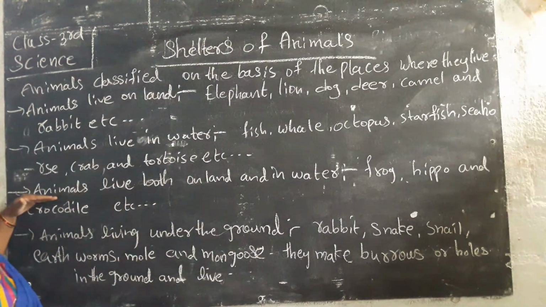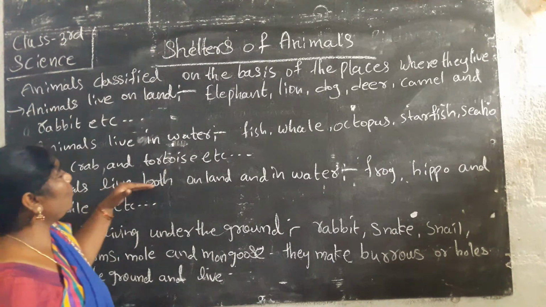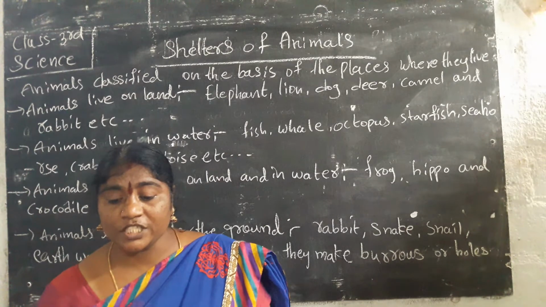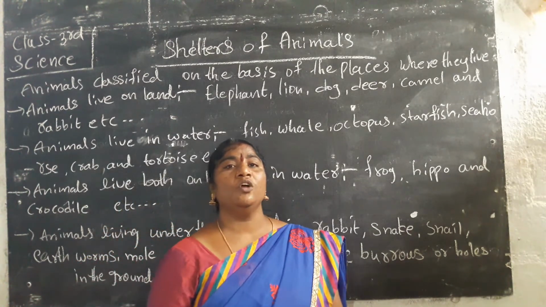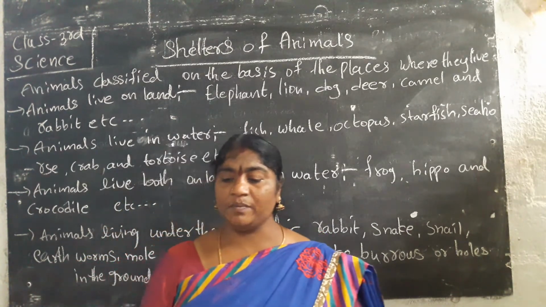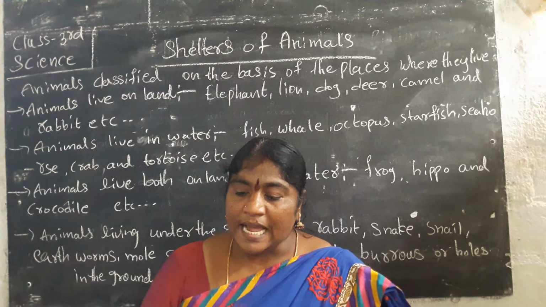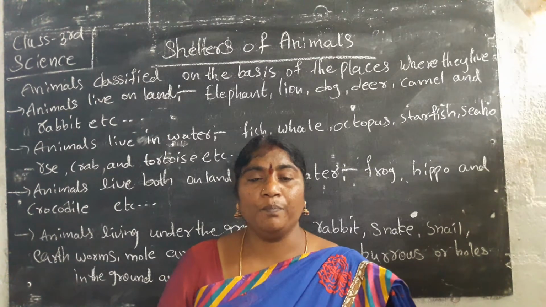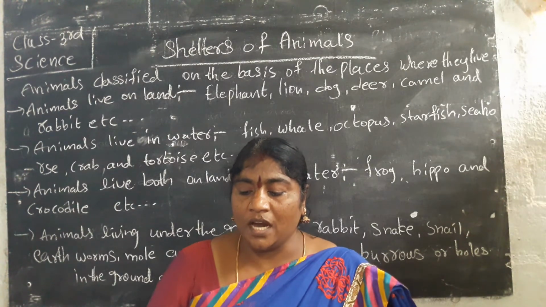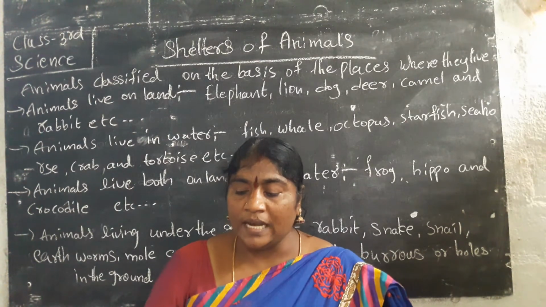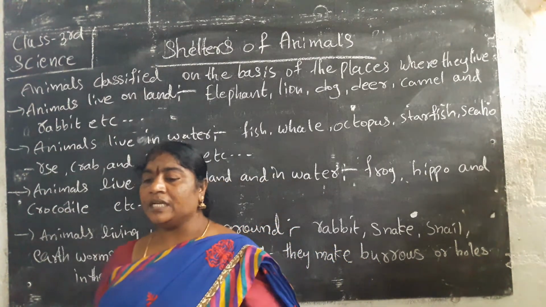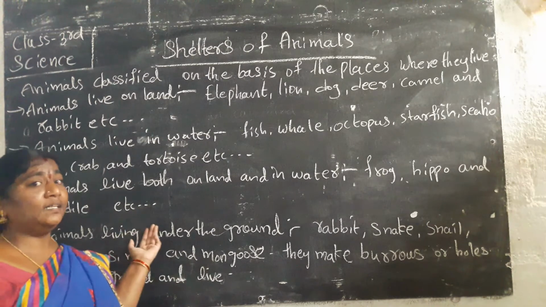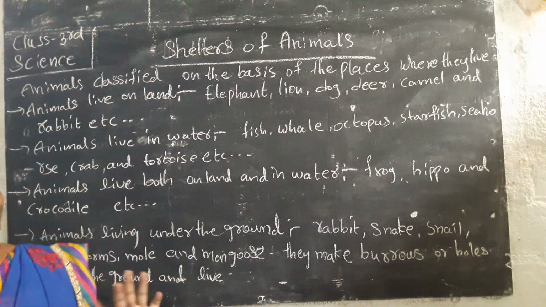Then we go to the next one: animals that live both on land and in water. Some animals live in both water and land. Those animals are called land and water animals. Examples: frog, hippopotamus, crocodile. These animals live in both places, land and water.